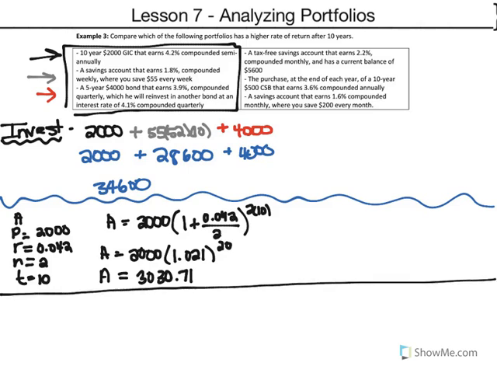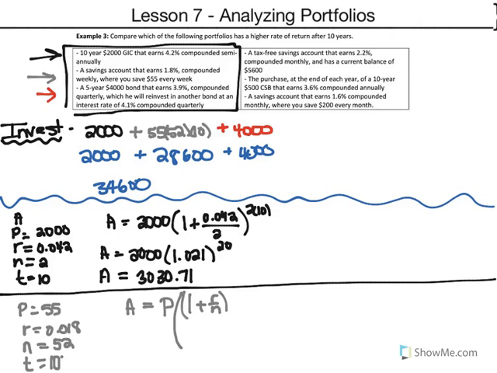Now we are going to do our second part, which is a $55 weekly investment. So we're investing $55. Our rate is 0.018. It's paid weekly, and it is compounded weekly. We're doing this for 10 years. Because this is a regular payment formula, it's A is equal to P bracket 1 plus R over N to the power of NT minus 1 divided by R over N.